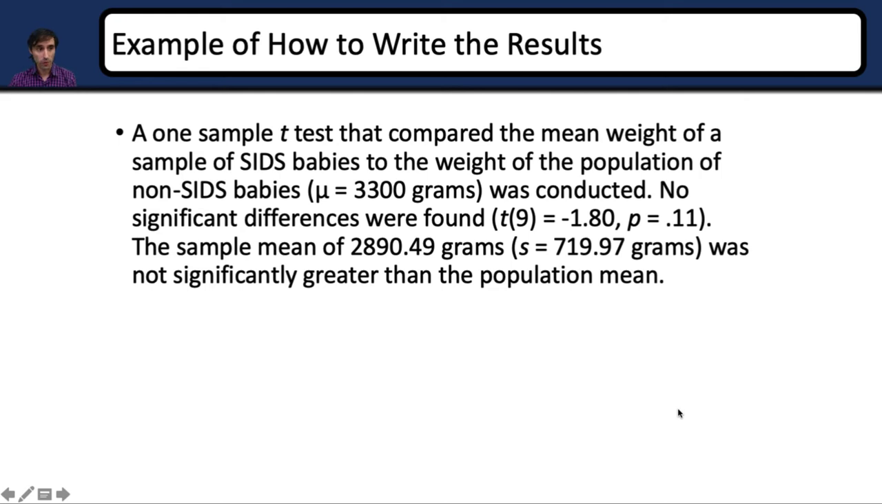So moving forward, a one sample t-test that compared a mean weight of SIDS babies to the weight of the population was conducted. No significant differences were found, and then you put the t-score as well as the p-value. The sample mean of 2,890.49 grams was not significantly greater than the population mean. This is a really good example, I'm just going to circle right there, of how you would see something like this in a manuscript. So when it comes to our presentations, take note of something like this example of the full-on calculations that it provided.